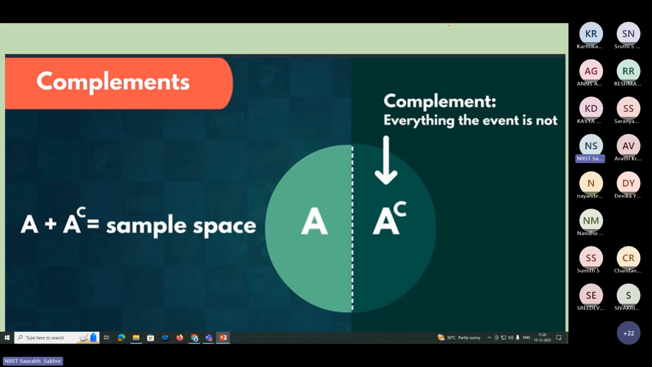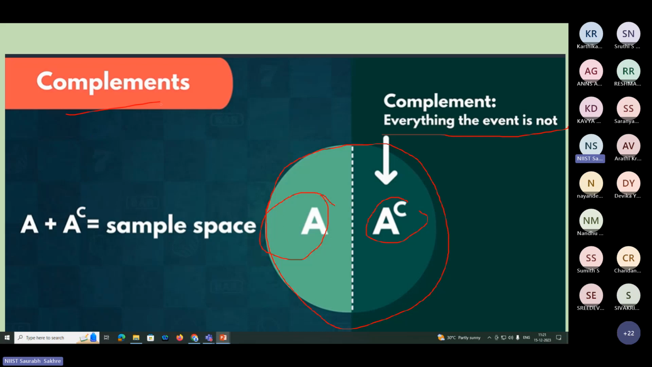So suppose this is your total sample space. A is the event of occurring, and A complement is everything the event is not. There are ample examples for that. I gave you rain. And if I'm flipping a coin, and the probability of obtaining head is 50%, at the same time not obtaining head is also 50%. This is known as complements.